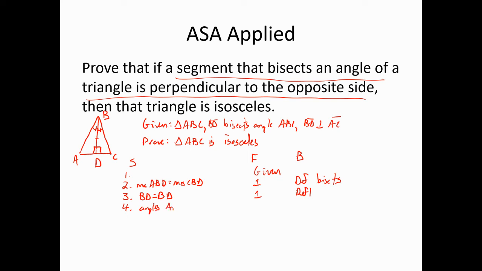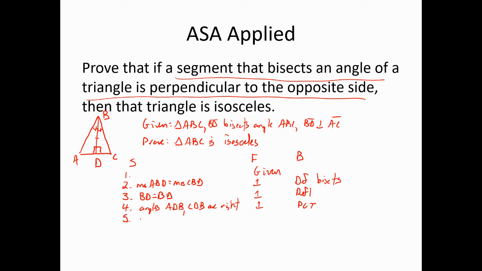So angles ADB and CDB are right. And how do we know that both of those are right? We know that by the perpendicular lines theorem. Okay, the perpendicular lines theorem says that when we have perpendiculars, we have right angles all the way around. So there are the right angles right there.